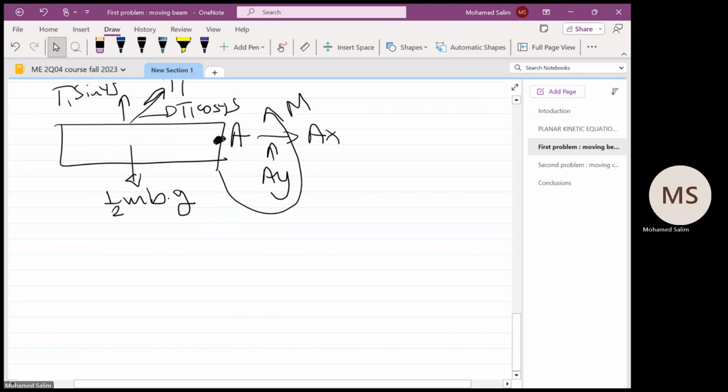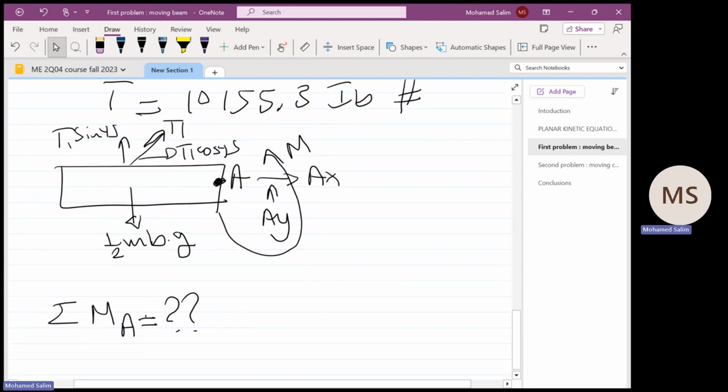So summation of moments about A equals what? How to calculate summation of moments at point A? You have the left and the right side. Good. The left side, we calculate summation of moments of all forces. The right hand side, we calculate the moment of what? Of the total force.